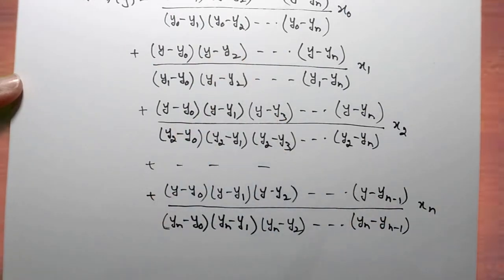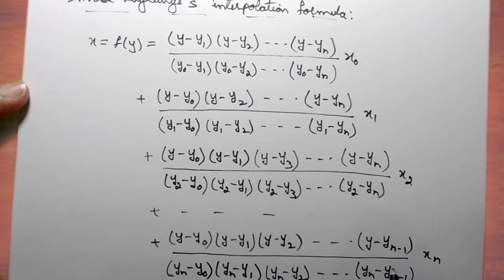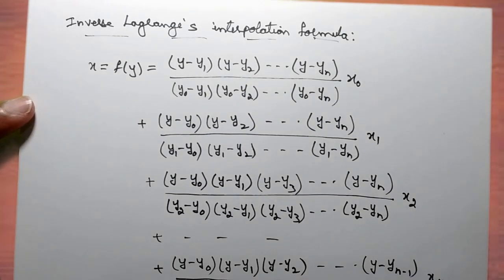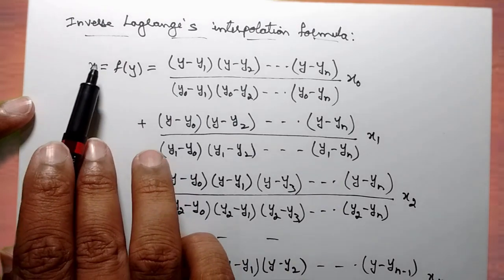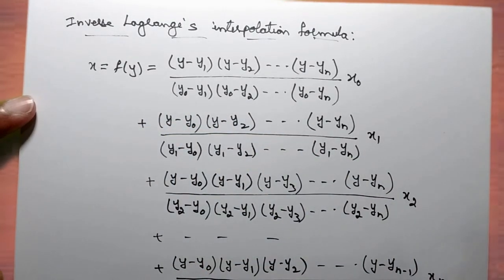So this formula is called the inverse Lagrange interpolation formula. If y has to be solved, then we have to use the Lagrange interpolation formula. If x has to be solved, we'll be using the inverse Lagrange interpolation formula.